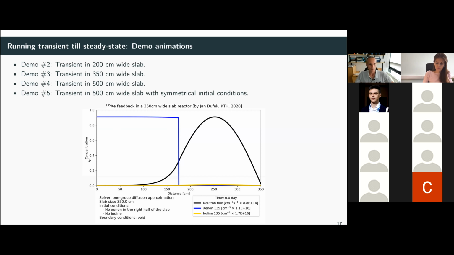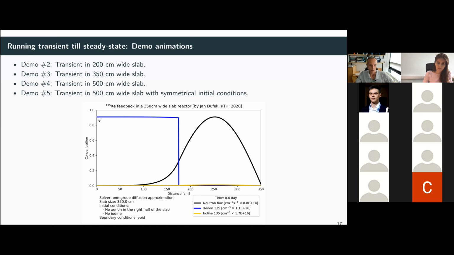I'm going to show you 4 different animations here. The transient solutions for the slab reactor, and I will vary the dimension of the reactor from 2 meters to 5 meters. So the 2-meter slab is quite small. But the 5 meters, it's much larger. You will see that it makes a big impact on the transient solution.